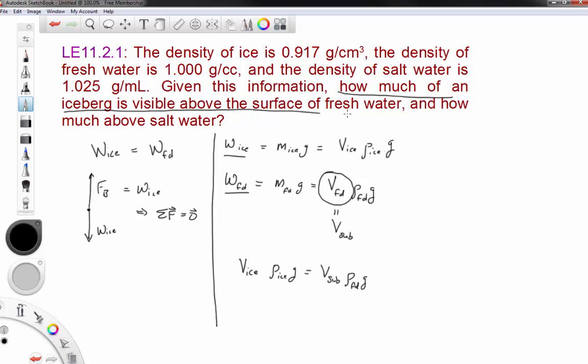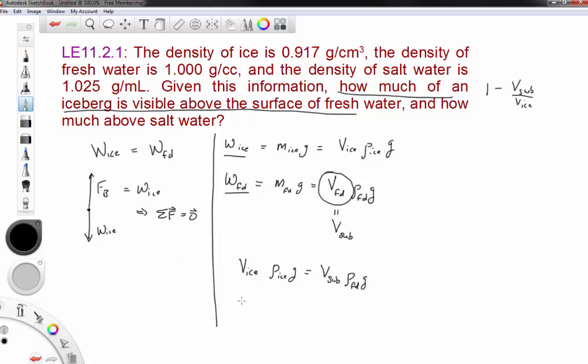And this right here could be taken as being the difference between 100% of the iceberg and the part that's submerged. So we can write this quantity as 1 minus the volume of the submerged part divided by the total ice part. So this is basically equivalent to the fractional submerged portion of the ice cube. This whole quantity, therefore, is the fractional visible part of the ice cube. So ultimately, we're solving for submerged over total.